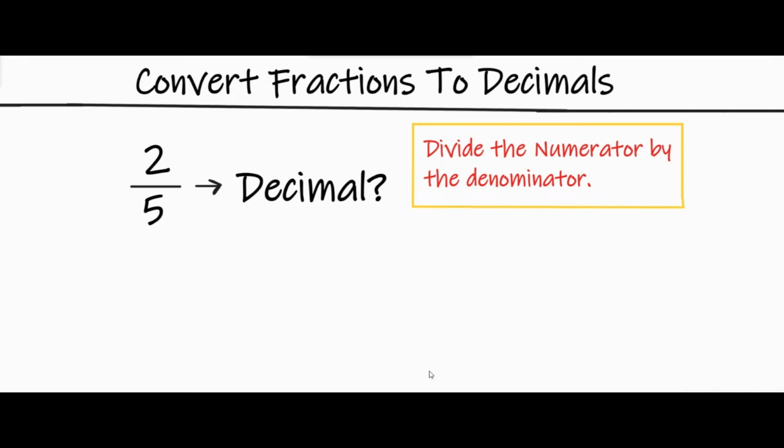Hello, in this video we will be converting fractions to decimals, starting with 2/5. So you want to divide the numerator by the denominator. That means that we have 2 divided by 5.